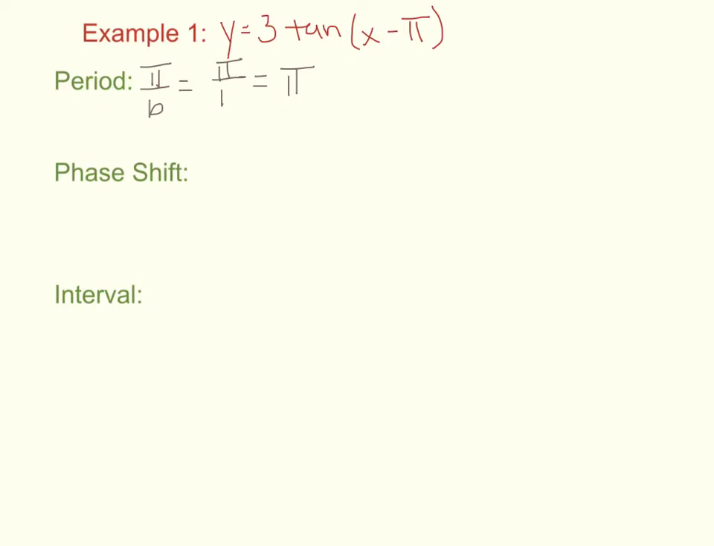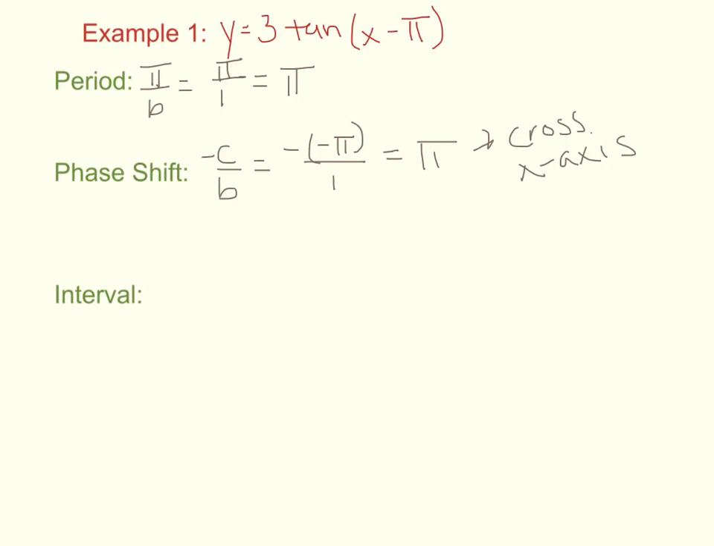The next thing we're going to find is our phase shift. It's negative c over b. Our c value is whatever's being added or subtracted to your bx value. So in this case my c is negative pi, and we just said my b value was 1. So negative negative becomes positive pi. So it's going to cross the x-axis at pi. That's where it's going to cross the x-axis.